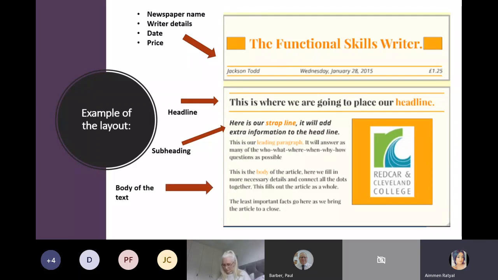So you've got your leading paragraph. Obviously, you'll answer as many of your five W's as possible. And then the body of the article is where we fill the most necessary details and connect all the dots together. This fills out the article as a whole. The least important facts go towards the bottom of your article, so make sure you do prioritize your actual points.